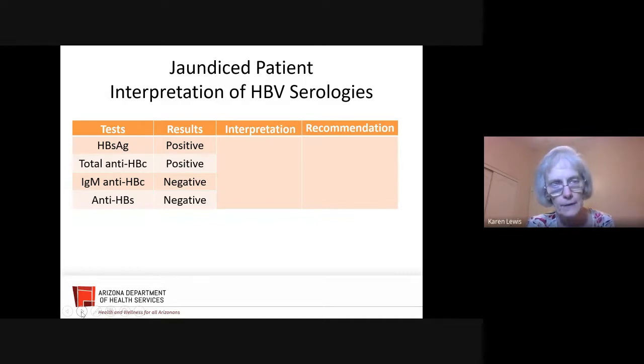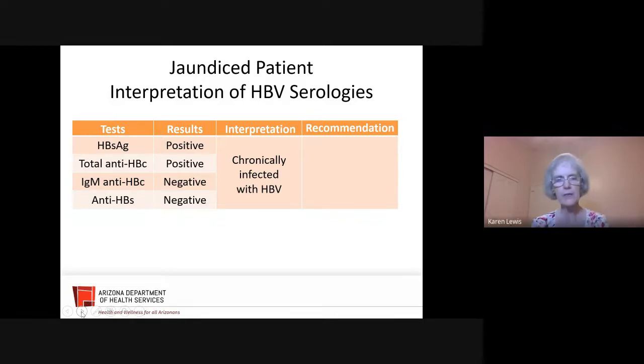Okay, you have a jaundice patient who is hepatitis B surface antigen positive. Total antibody to hepatitis B core is positive, but the IgM is not positive, and there are no antibodies to hepatitis B surface antigen. So what's the interpretation? They're chronically infected with hepatitis B.